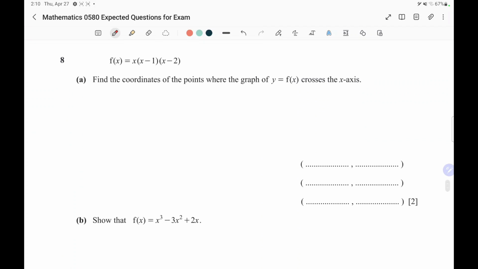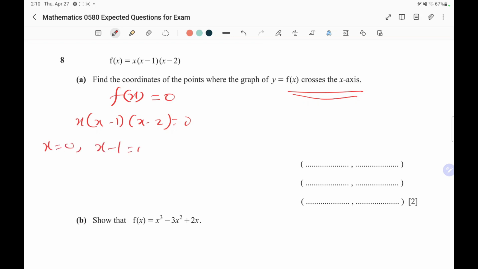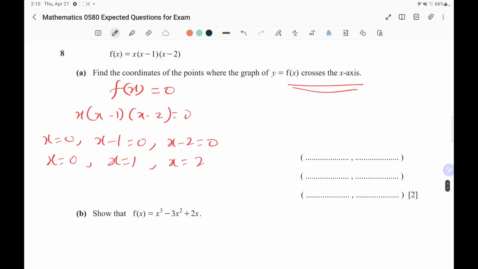Now go to the next question. Find the coordinates of the point where the graph crosses the x-axis. It's very simple. When it crosses the x-axis, f(x) is always 0. So x times (x minus 1) times (x minus 2) should be 0. Now here x is equal to 0, x minus 1 equal to 0, x minus 2 equal to 0. x is equal to 0 from here, x is equal to 1 from here, x equals 2 from there.